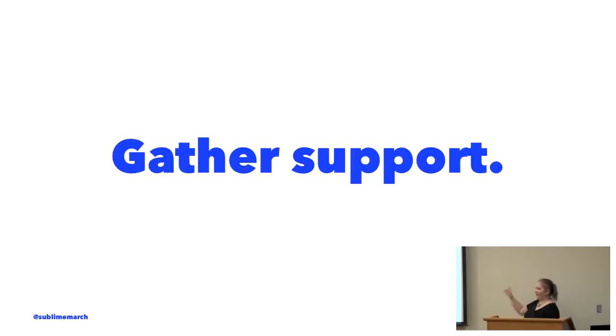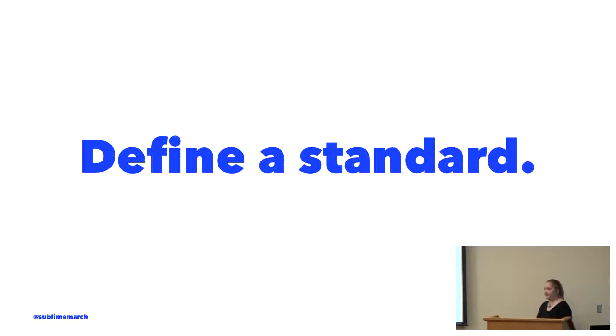Okay, so we've gathered support. Next, we need to define a standard. So it doesn't work so well when you go, rah, rah, rah, accessibility, done, and make people care, right? You have to define what you're doing. If you're making a website, you have to say, okay, we're shooting for AA compliance in the WCAG, and here's how we're doing it. You need to make a plan.